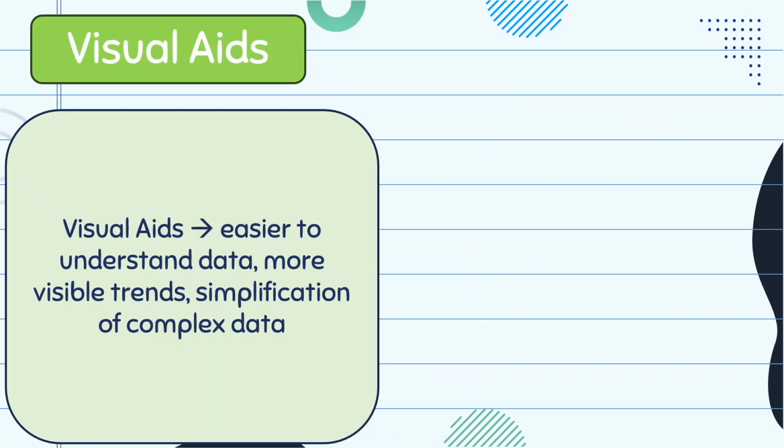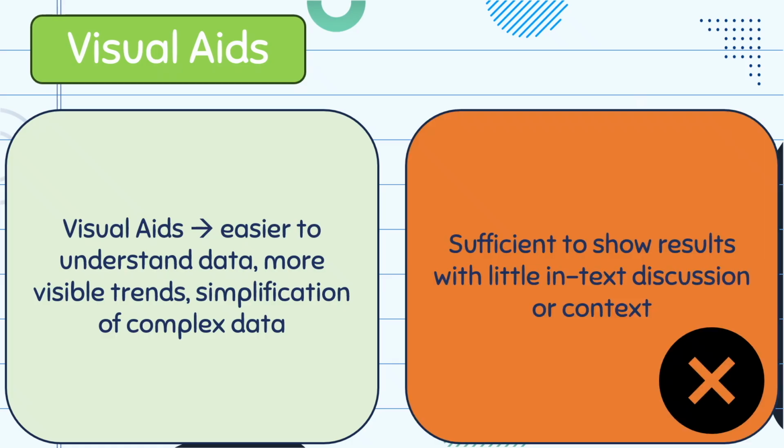So visual aids are there to make it easier to understand your data, to make your trends more visible, and to simplify very complex data. Your visual aids are not there to show results with little in-text discussion or context. They are not sufficient to present your data. Your text should be the main presentation and description of your data, with the visual aids simply being an aid to increase understanding of your data.